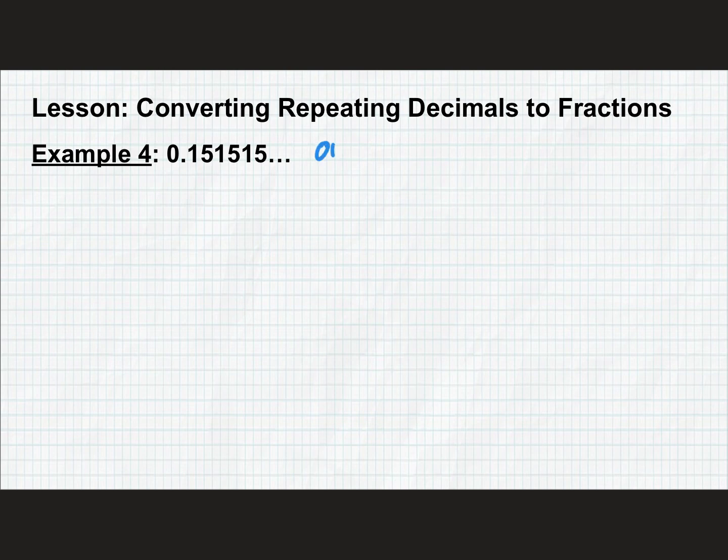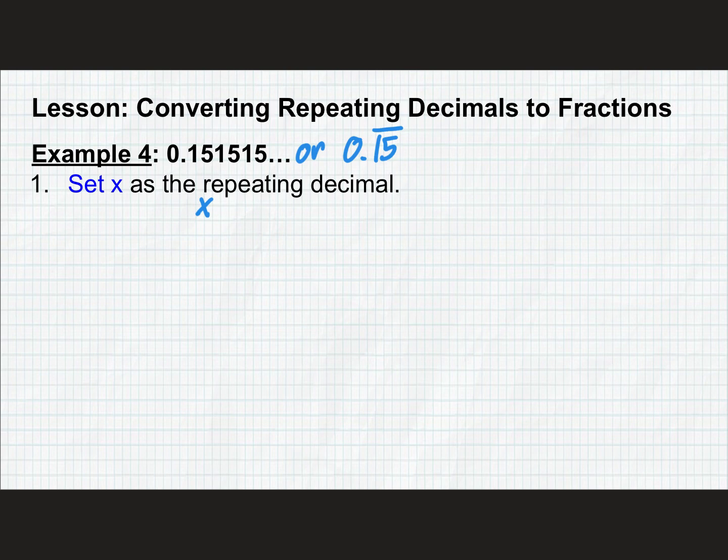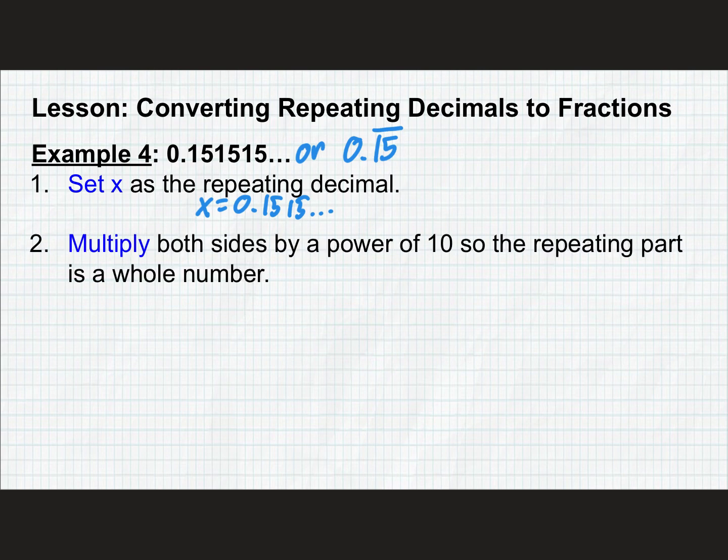Now let's move on to today's lesson, which is converting repeating decimals to fractions. Let's look at the example 0.151515, which is 0.15 repeating. Our first step will be to set x as the repeating decimal, so x equals 0.1515 and so on. Now, let's multiply both sides by a power of 10 so that the repeating part becomes a whole number, just like we made the decimal into a whole number before. So if we multiply both sides by 100, we get 100x is equal to 15.15 repeating.